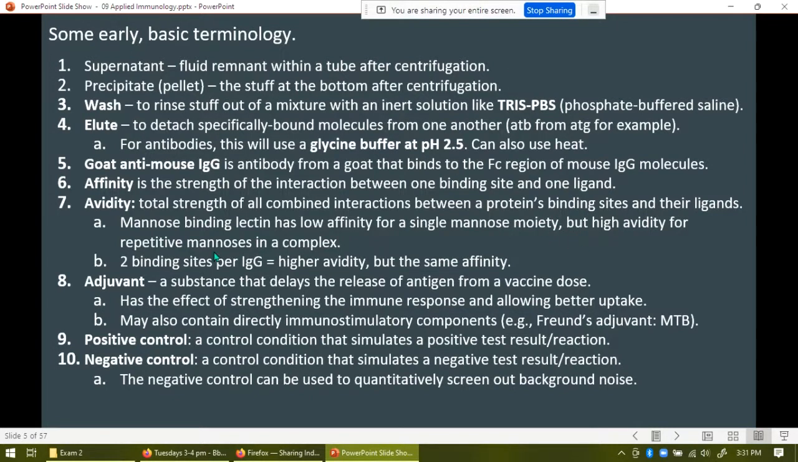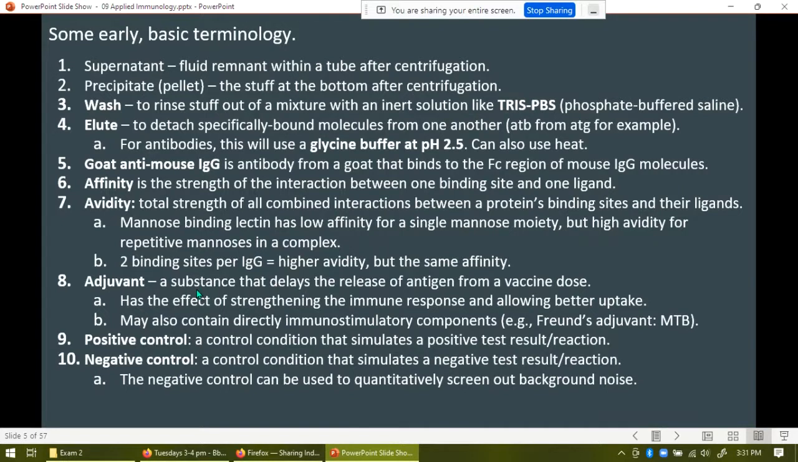That's an example of avidity. Also, 2 binding sites per IgG molecule means that IgG has higher avidity than affinity, right? Because the affinity is only one of the binding sites, but the avidity is all of the binding sites altogether.